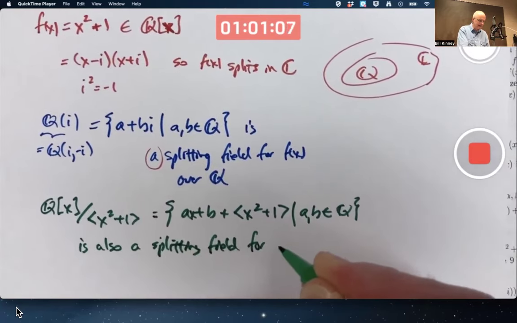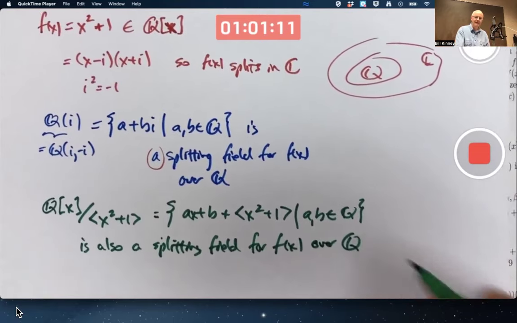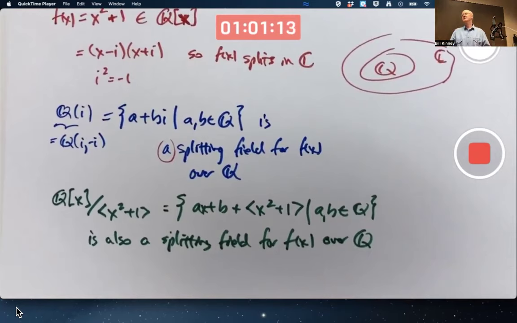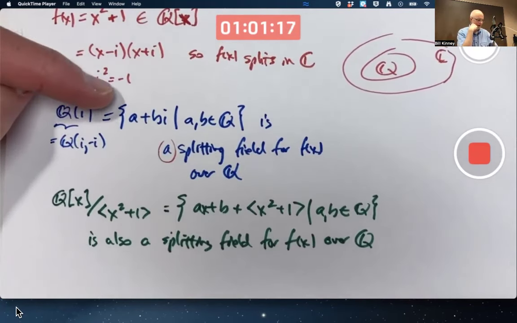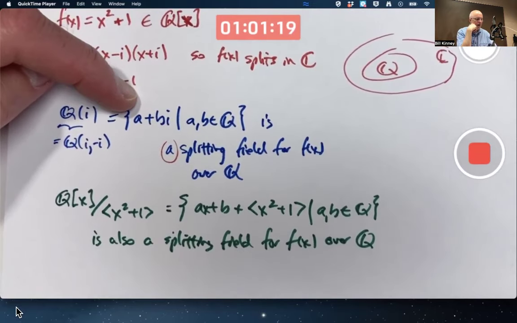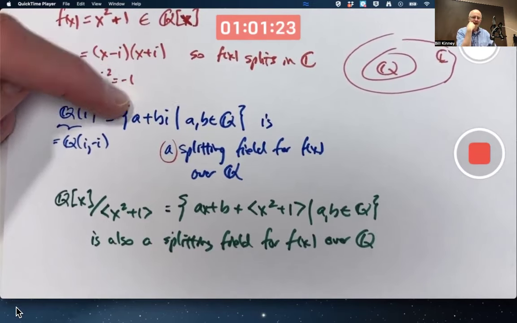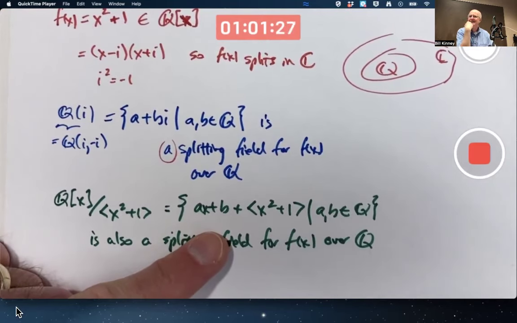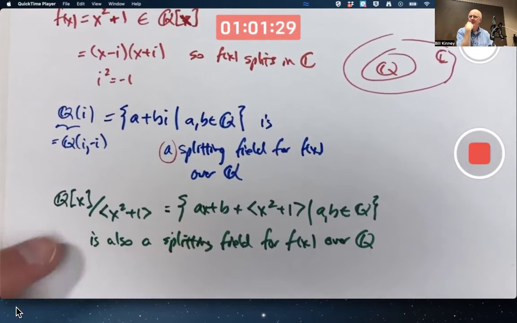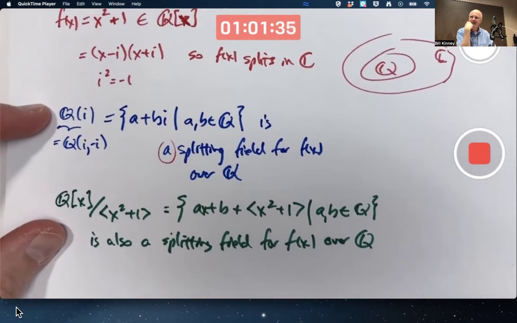For f(x) over Q, and it's technically a different splitting field. The elements are different. Here, these elements are numbers, complex numbers. Here, these elements are cosets of a factor ring, which is a field. They're different. They're different things.